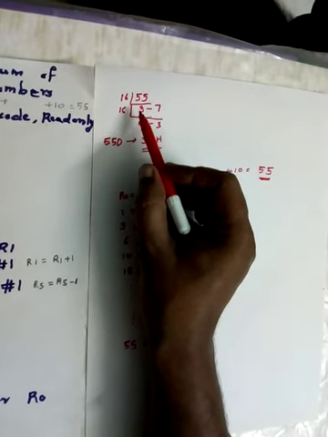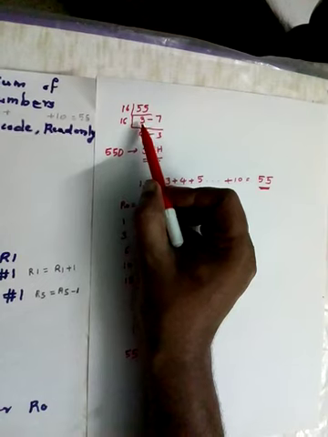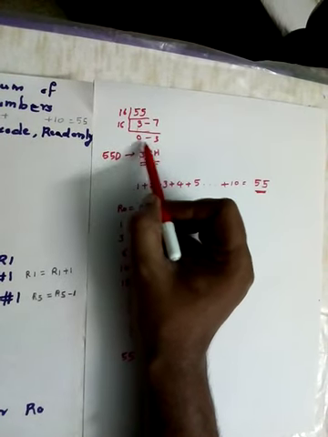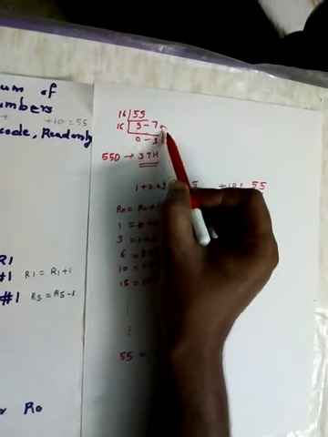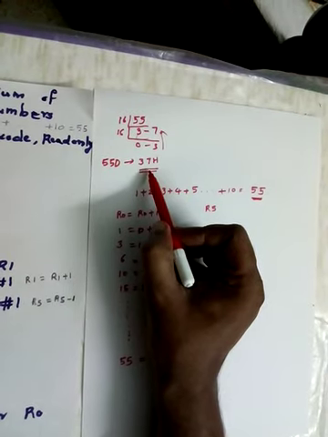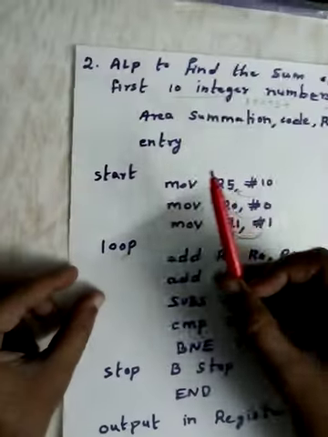I have shown you how I did the division by 16. 16 threes are 48, 7 we got, 16 0 3. So from bottom to top we are getting 37 here. Okay, now we will come to the program once again.